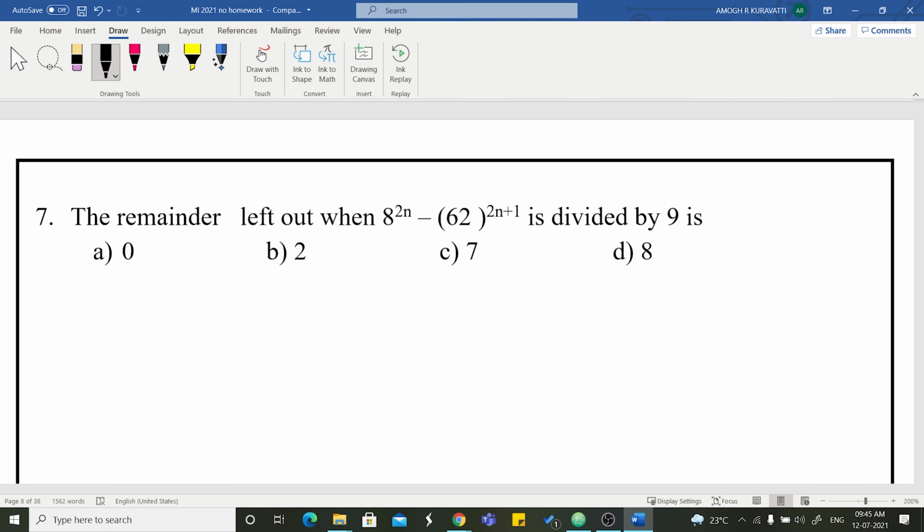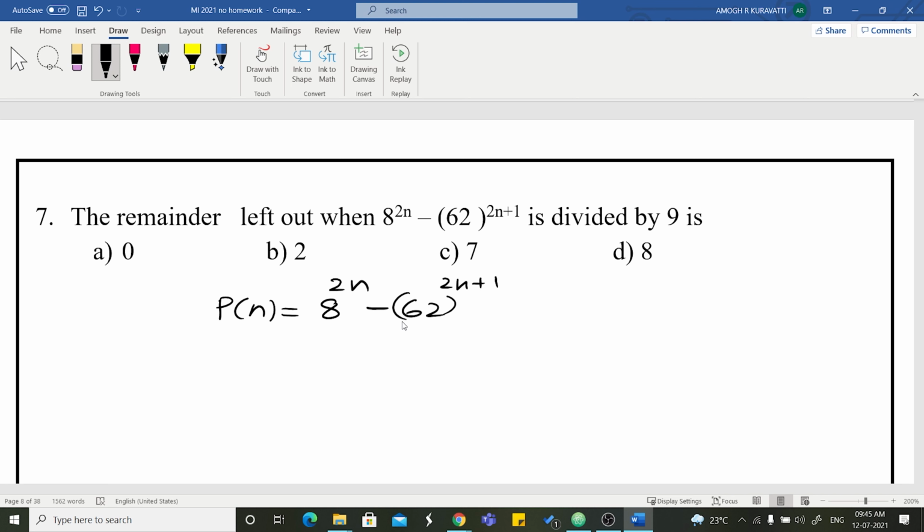Next problem. The remainder left out when 8 power 2n minus 62 to the power of 2n plus 1 is divided by 9 is, that is, when this expression is divided by 9, what is the remainder? That is the question. So given P of n is equal to 8 power 2n minus 62 to the power of 2n plus 1.